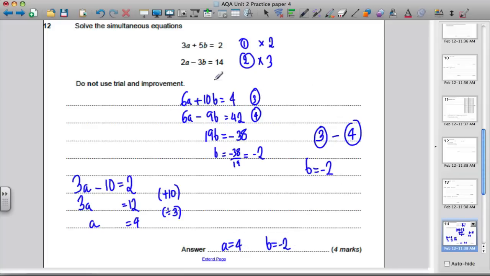Do check both these solutions work. 3 times 4 is 12, 5 times minus 2 is minus 10, 12 take 10 is 2, 2 times 4 is 8, minus 3 times minus 2 is 6, 8 plus 6 is 14. I've got it.